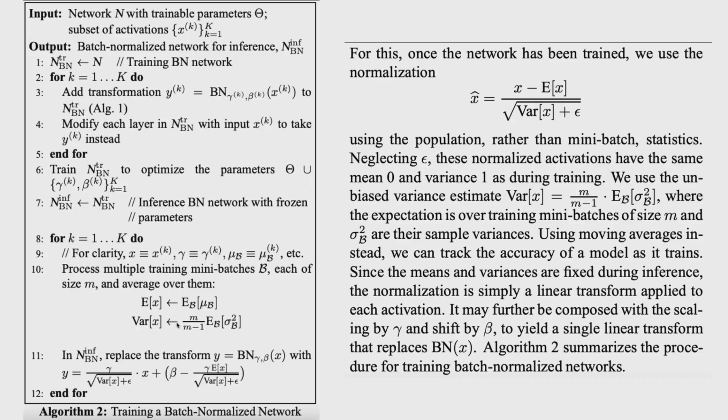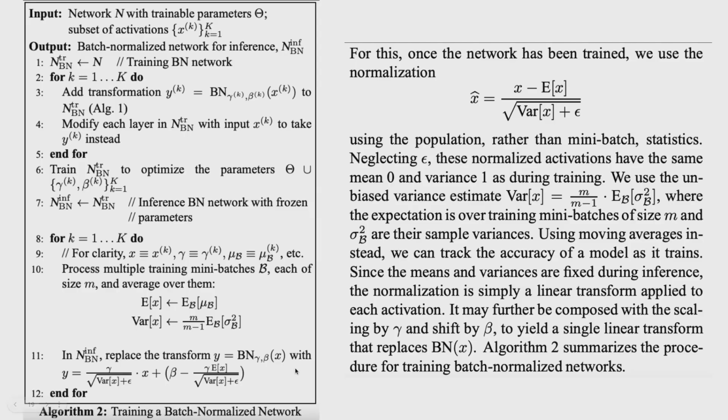Algorithm 2 is looking at the entire batch normalized network training. If we look at this first piece, we see that algorithm 1 is referenced here. And then in this piece, we have trained our network. Let's say we've trained it for a certain number of steps, and we have now frozen our parameters because we're going to use it in inference. During inference, we process multiple training mini batches, each of size m, and we average over them. So here's our running average, where however many batches have been trained, we average all of those means and all of those variances to get our running average mean and running average variance.